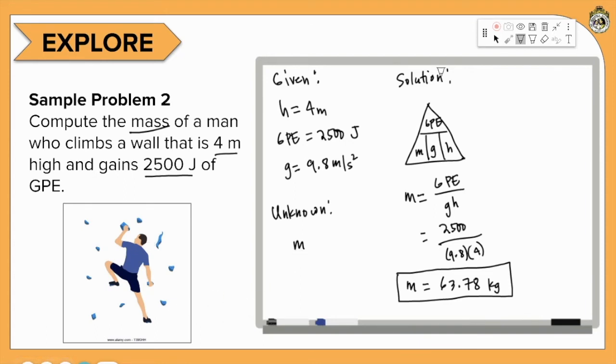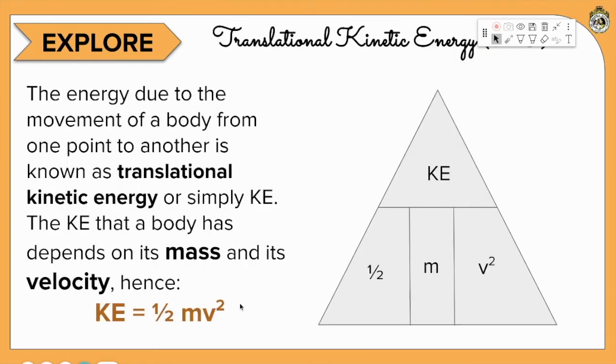Okay, so moving on. Let's now talk about some word problems related to kinetic energy this time. Let's recall the formula for translational kinetic energy, or KE simply. Translational kinetic energy is the energy due to the movement of a body from one point to another.